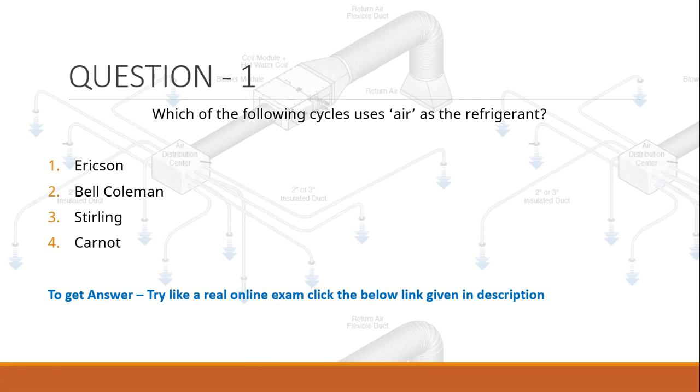Question 1. Which of the following cycles uses air as the refrigerant? Ericsson, Bell-Coleman, Stirling, Carnot.